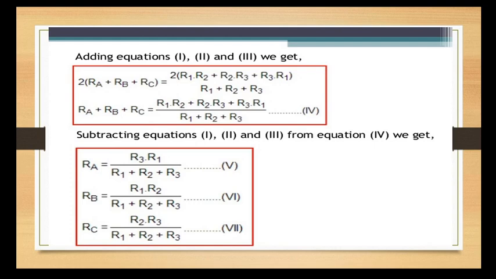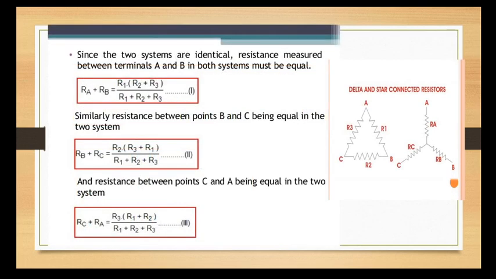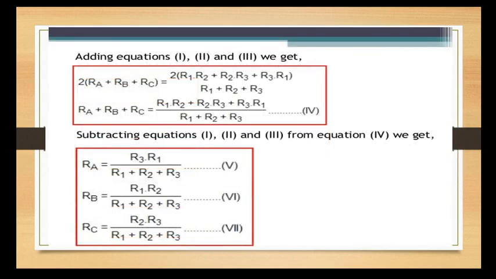See, we had started from delta connection, isn't it? So delta connection means it is having resistance R1, R2 and R3. Now you can make this delta connection a star connection with resistance RA, RB and RC. So what is the value of RA, RB and RC in a star connection? That is what we had obtained through these equations. That is RA, RB and RC from R1, R2 and R3.